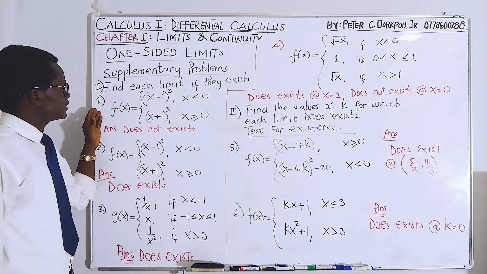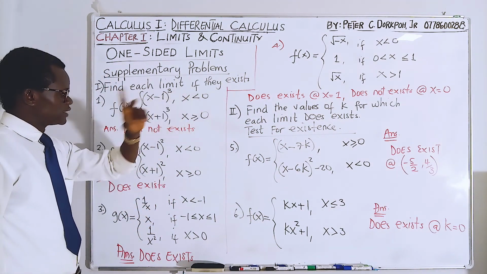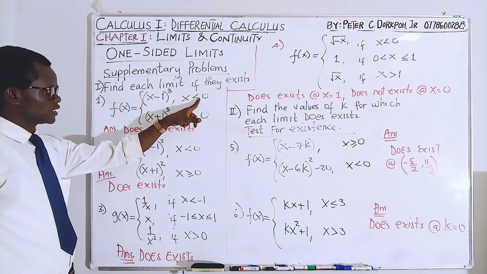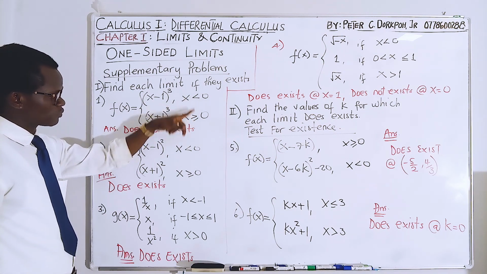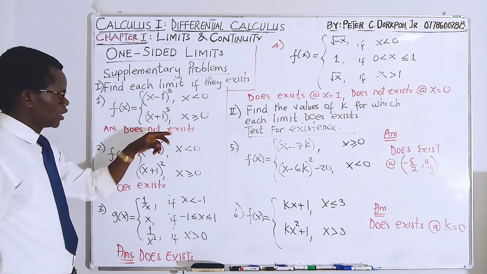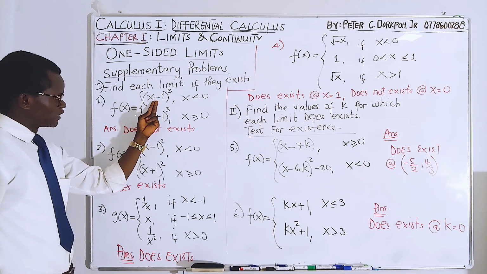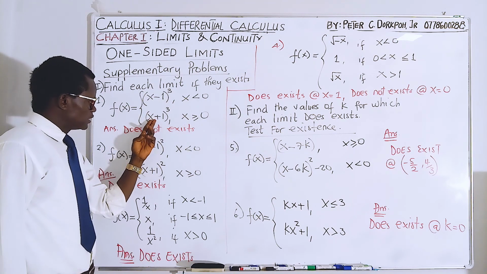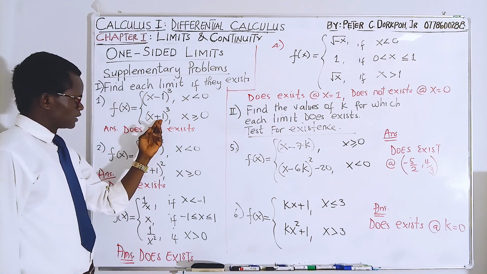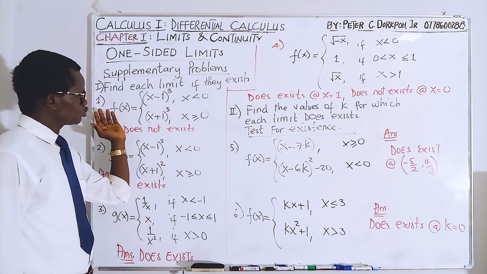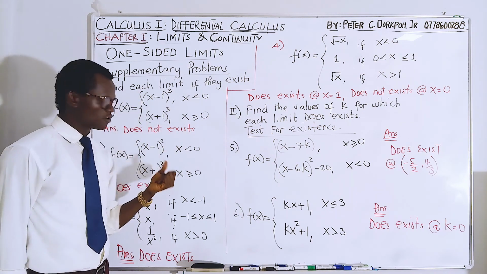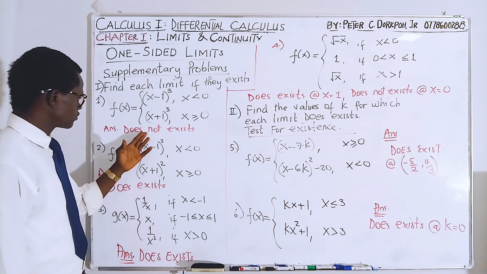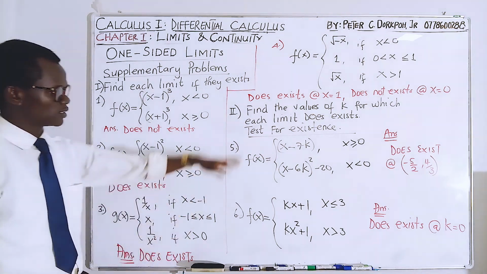So the first problem says that we must find each limit if they exist from question 1 to question 4. So you know that when it is less than, that's the left-hand limit. When it is greater than, that's the right-hand limit. So find the limit of the function as x approaches 0 from the left, and then you take the limit of the function as x approaches 0 from the right. If the two of them are equal, it means that the limit does exist. So do that for everything. The answers are all in red. The first one does not exist, does exist, and so forth.